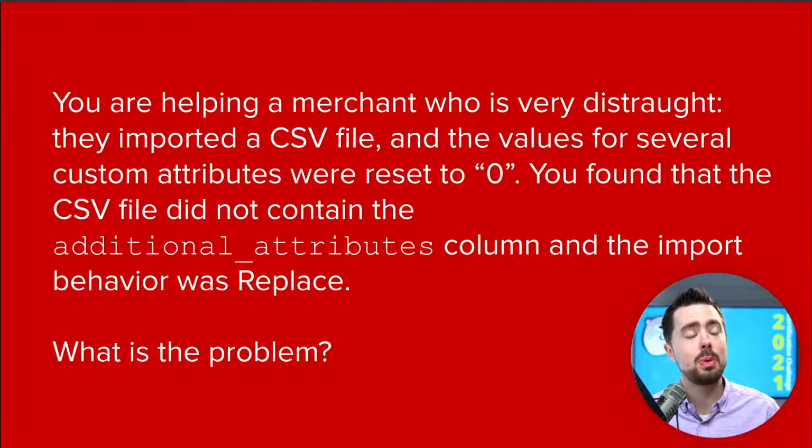I'm not seeing any comments pop in yet, so we'll just go ahead and answer this myself. What I believe is going on here is, well, let's work through this, actually, a better way to do that. All right, so the values for several custom attributes were reset to 0, okay? You found that the CSV did not contain the additional attributes column. Okay, so when we're importing a CSV file, the thing I would number one suggest, to answer this question, is to go do it yourself.